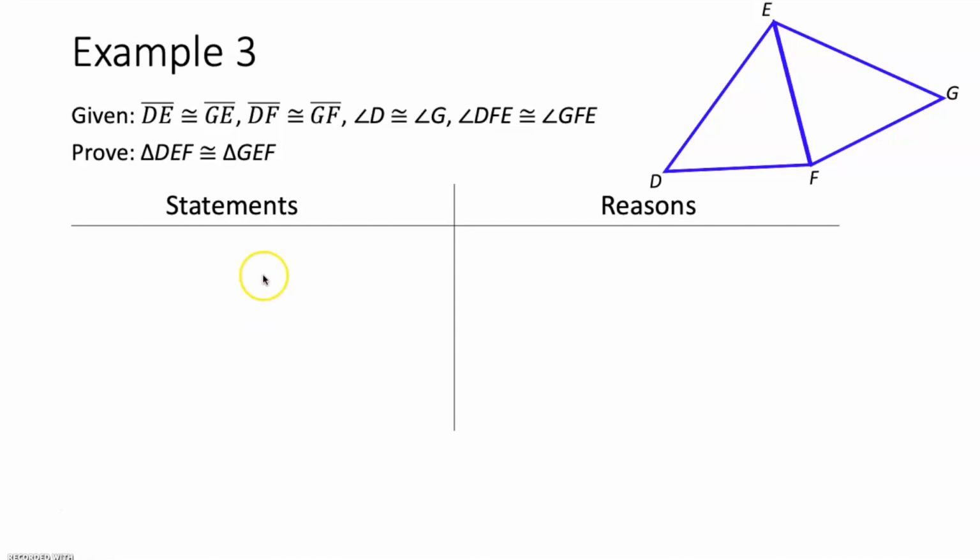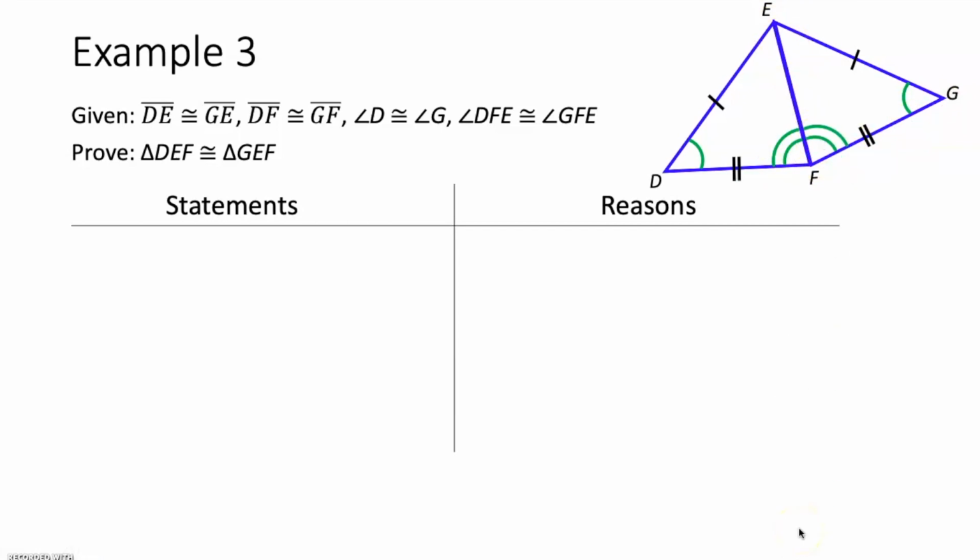Now, example 3, we have a geometric proof with a given and what we're trying to prove. So, again, in a geometric proof, the very first step is to mark up the figure with the given information. So what are we given? We're given that segment DE is congruent to segment GE. We're given that segment DF is congruent to segment GF. And we're given that angle D is congruent to angle G. Lastly, we're given that angle DFE, angle DFE would be this angle right here, is congruent to angle GFE, this angle right here. So step 1 is done.